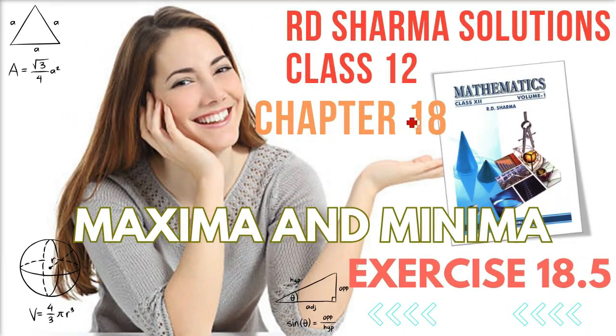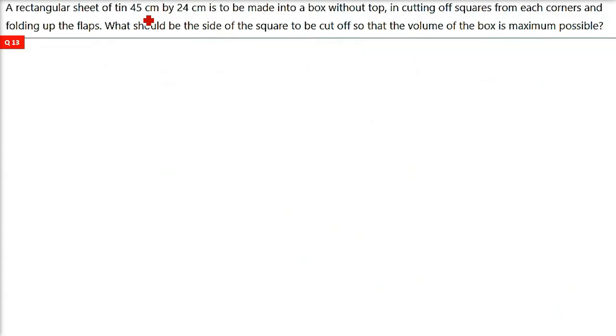This is RD Sharma Solution Class 12 Chapter 18 Maxima and Minima we are taking. Exercise is 18.5. A rectangular sheet of tin 45 cm by 24 cm is to be made into a box without top, in cutting off squares from each corner and folding up the flaps.